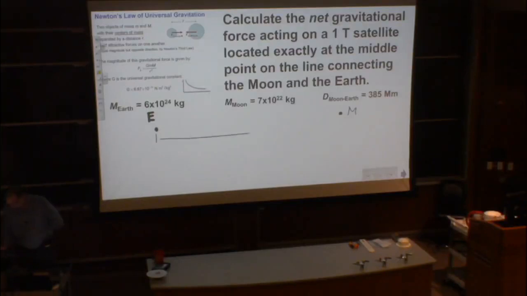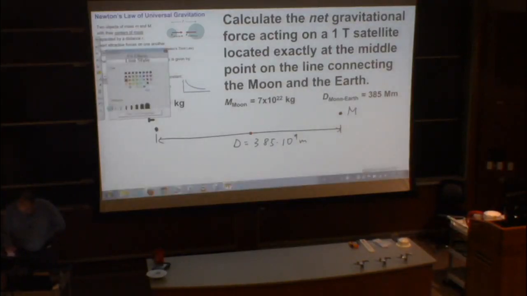We know the distance. It's an average distance, of course, because it changes slightly, but still, and that distance is 300 megameters. And right here in the middle we have another object.